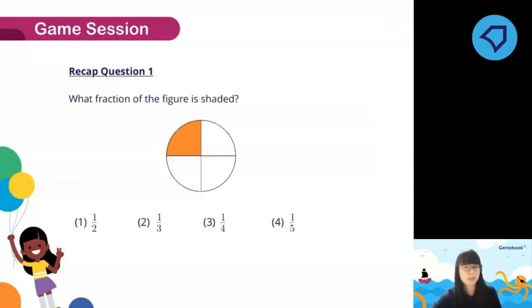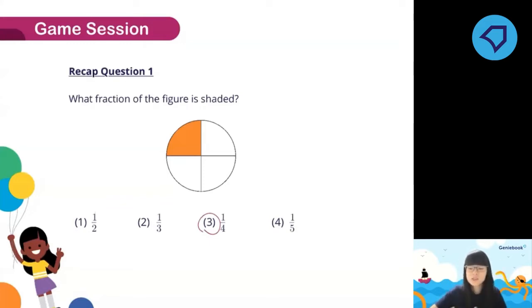Some of you gave me 1/3. 1/3 was in the recap, right? This one is a different question over here. So let's take a look. We have 1, 2, 3, 4 parts over here, and 1 out of 4 parts is shaded. So your answer should be option number 3. What fraction of the figure is shaded? Only 1 out of the 4 parts.